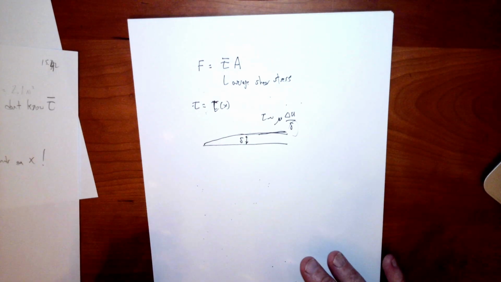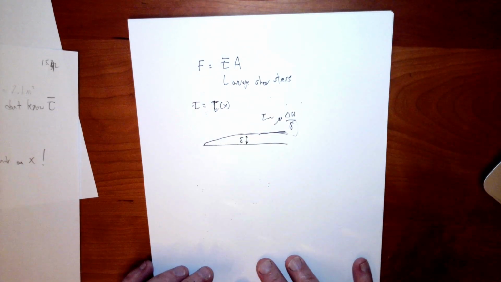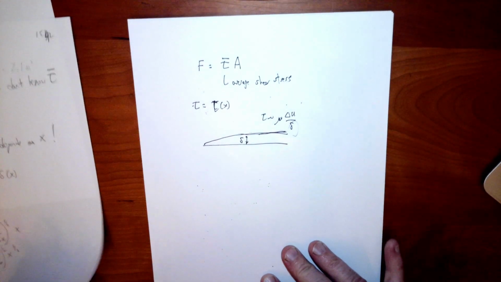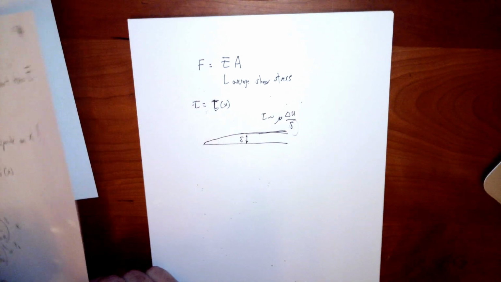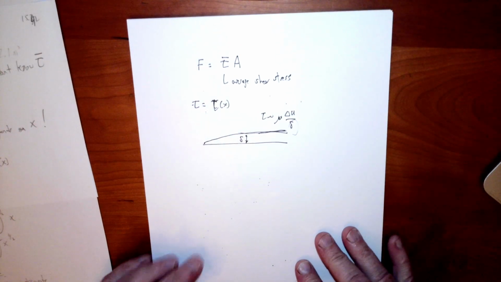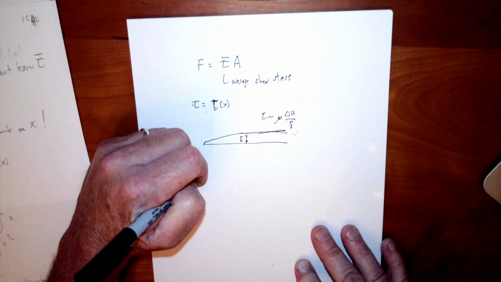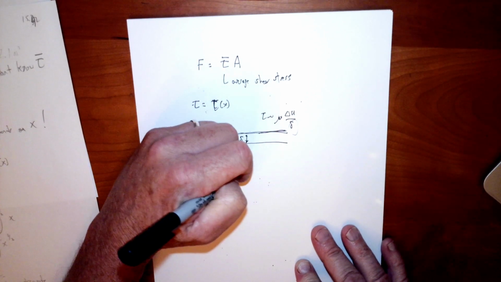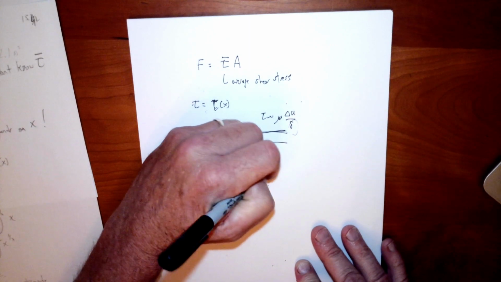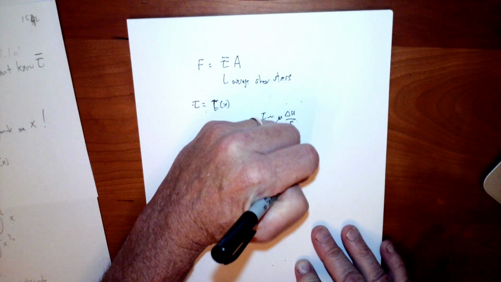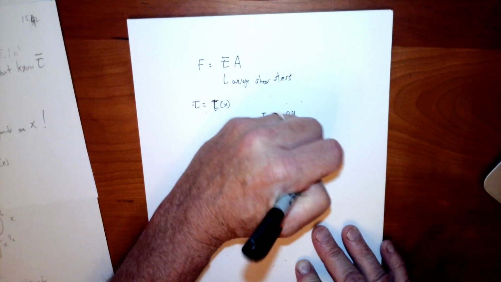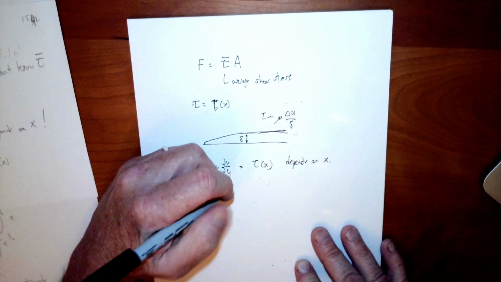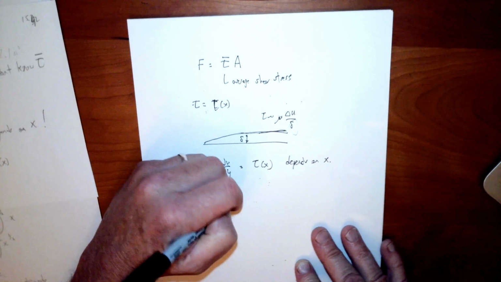So how are we going to do that? Well, you know how we're going to do that. We're going to integrate it, right? So that's what we're going to do. But let's set it all up, and then we'll see if we can integrate it. So we know that tau is equal to mu du dy, as we said. And that is definitely a function of x. So it depends on x.